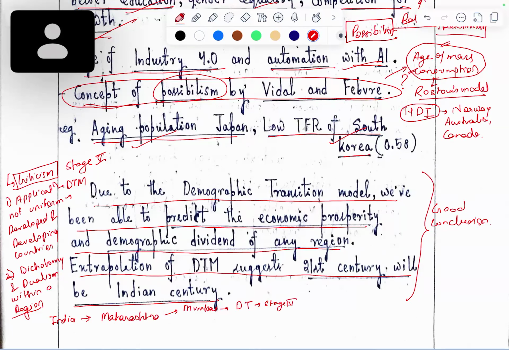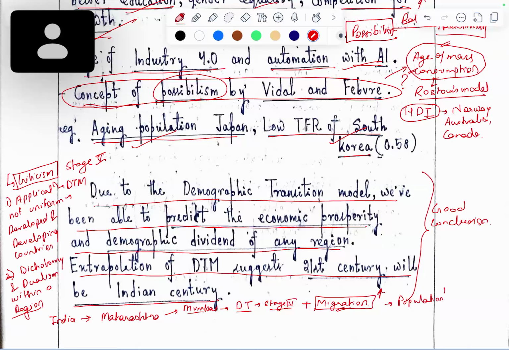In the region of Mumbai, the demographic transition is already in stage 4. But here there is very high migration from the various regions. If you take it city wise, it is in stage 4, but the migration into the city is very high. Therefore, the population of the region is still increasing.